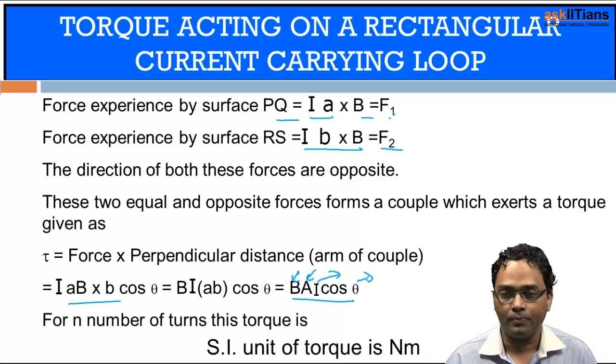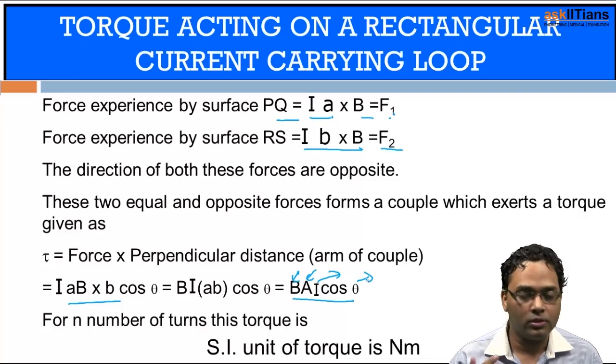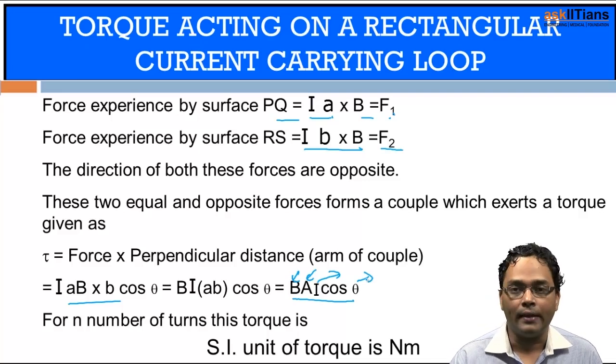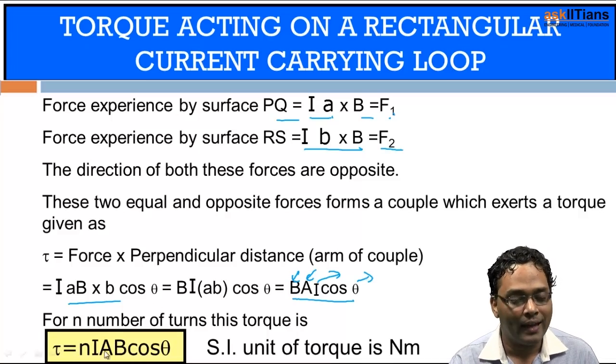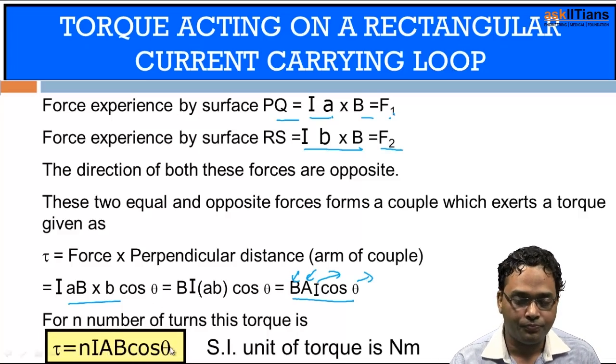That is equal to theta. So if there are n number of turns, you are just going to be multiplying it by a factor of n. So this is the net result that you have, that is tau equals NIAB cos theta.